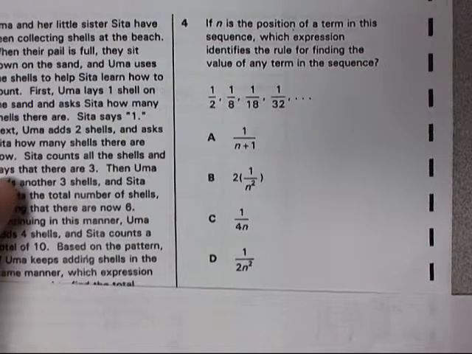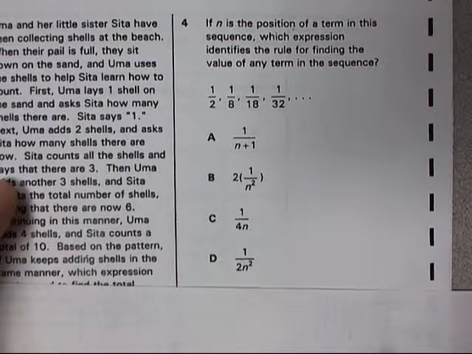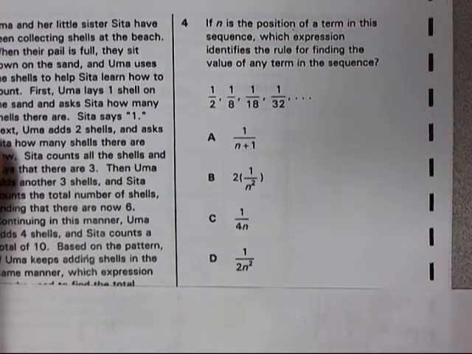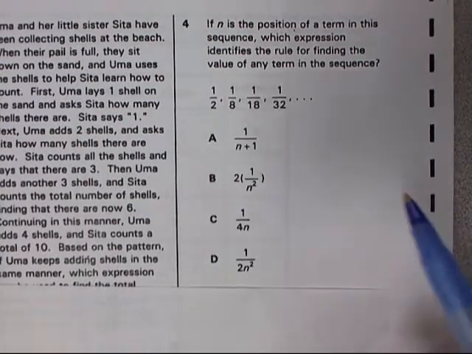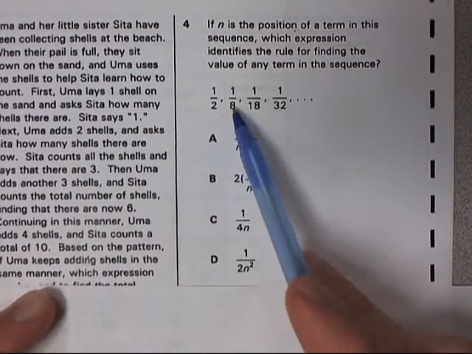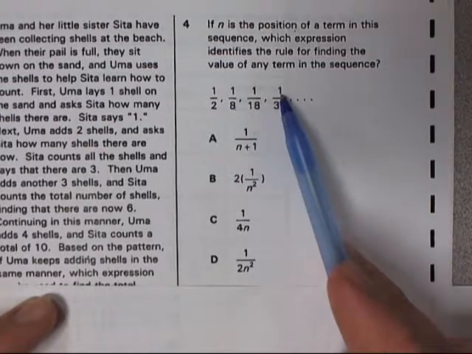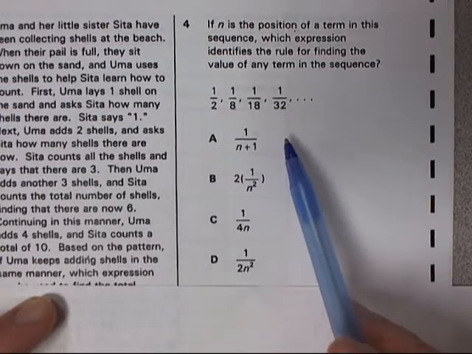Number 4, if n is the position of a term in this sequence, which expression identifies the rule for finding the value of any term in the sequence? Okay, well basically all we need to do is understand that 1/2 is in position 1, 1/8 is in position 2, 1/18 is in position 3, and 1/32 is in position 4.